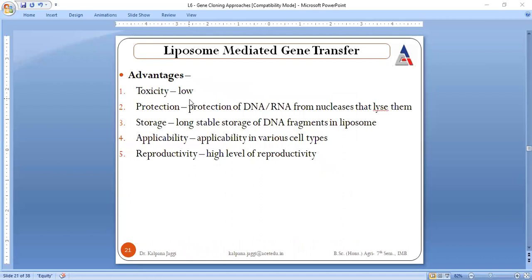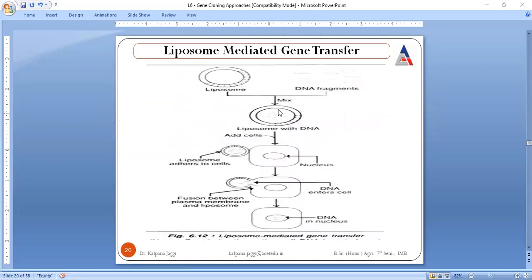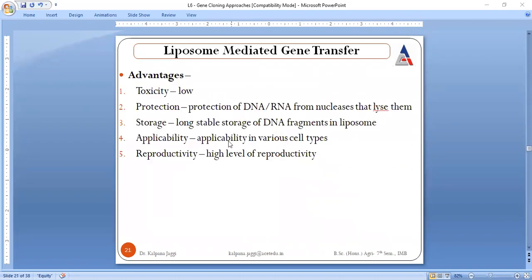Here the advantages are less toxicity, because the DNA is now surrounded by the liposome. So enzymes called DNases or RNases cannot act upon the DNA or RNA, because it is not available to the enzyme. These enzymes cannot break the DNA or RNA. This is the reason that for a long time, DNA can be stored in the liposome also. It is applicable in various cell types, and the results are highly reproducible.